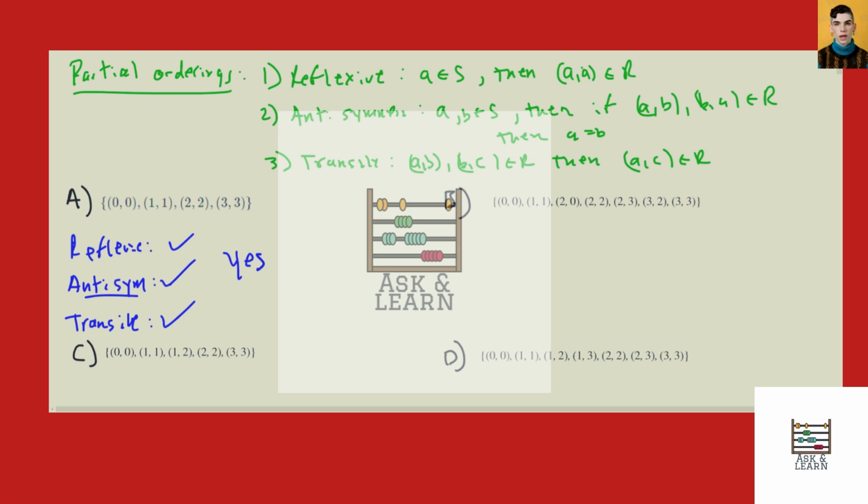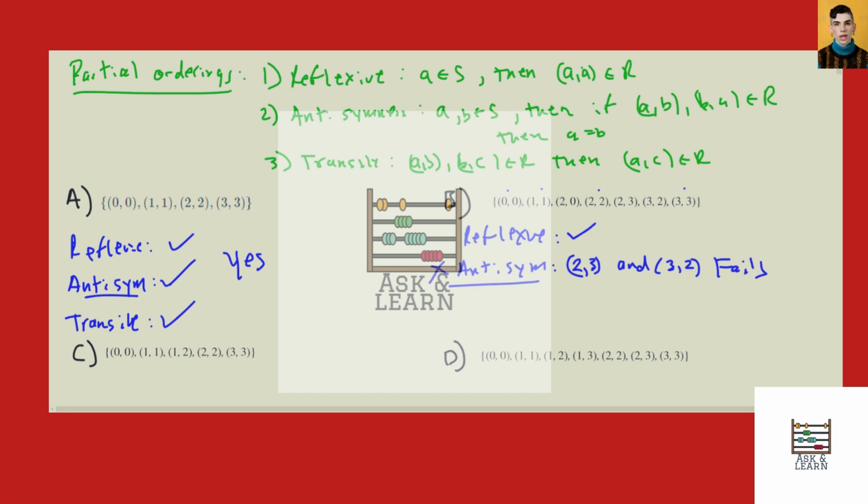Okay, now what about this other set? So let's see if it's reflexive. All right, so we have (0, 0), (1, 1), (2, 2), and (3, 3). So reflexive checks. What about anti-symmetry? Well, notice here we have (2, 3) and (3, 2). So this fails. So this is not anti-symmetric.